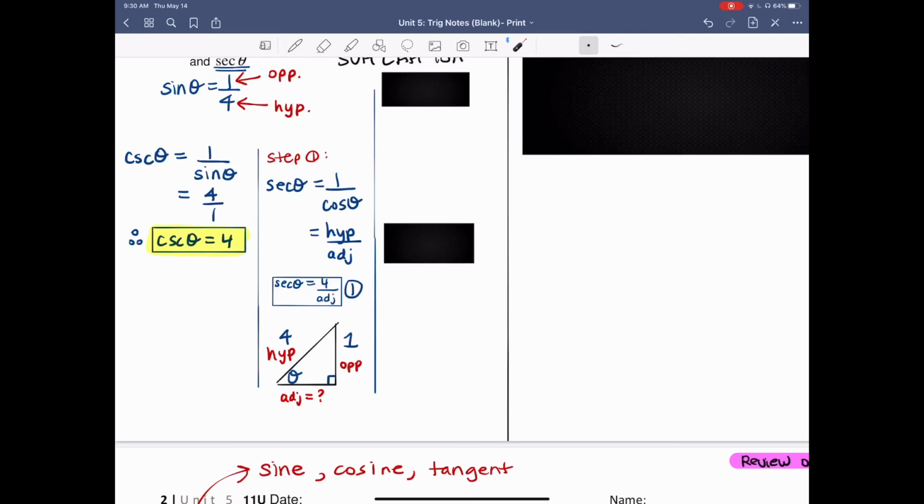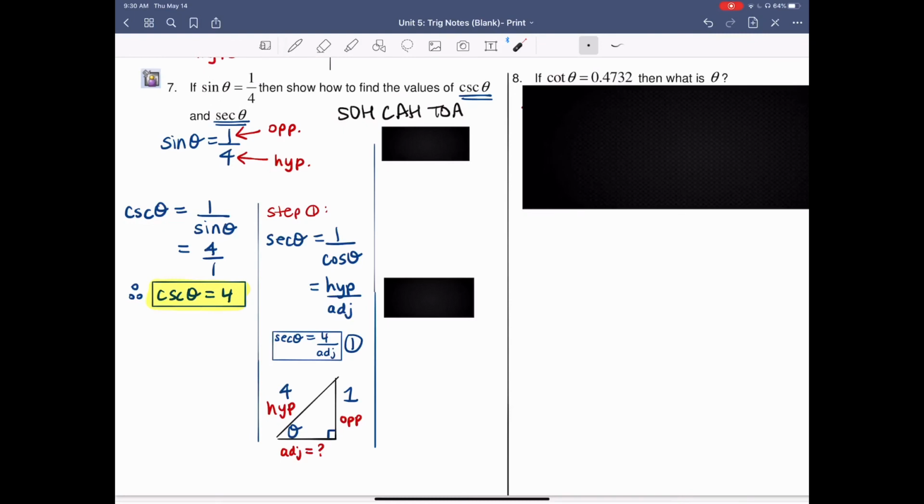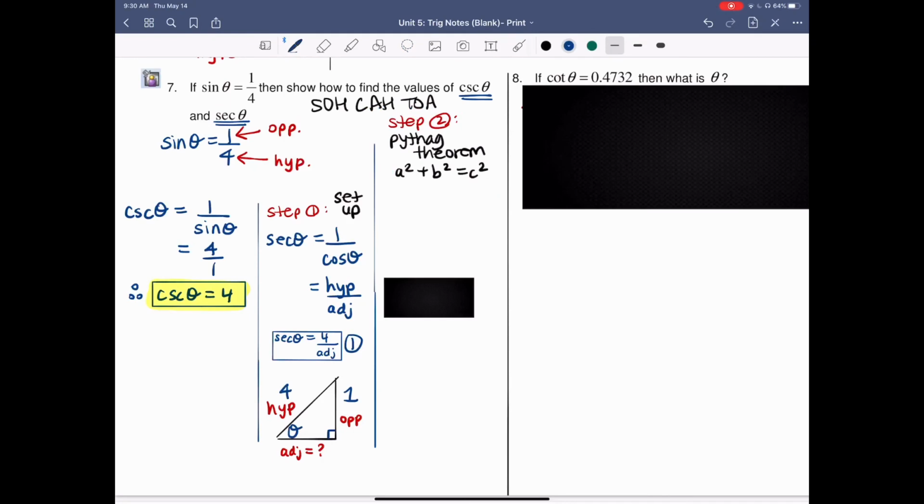So hopefully that's screaming at you that you need to look at the Pythagorean theorem. And so what I have is a squared plus b squared is equal to c squared, and I'm going to start plugging in the things that I know. So for one of my sides, I have 1, and I don't know the other side, and I know my hypotenuse is 4. So I have 1 plus b squared is equal to, well, 4 squared is 4 times 4, which is equal to 16.